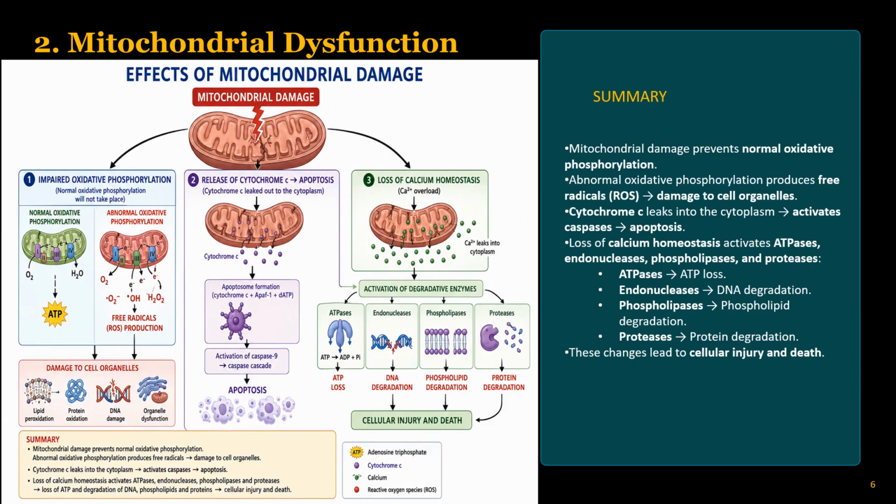Also, we said that loss of calcium homeostasis activates ATPases, endonucleases, phospholipases, and proteases. And what do these enzymes do? ATPases cause ATP degradation, endonucleases cause DNA degradation, phospholipases cause phospholipid degradation, and proteases cause protein degradation. And if all these things happen inside the cell, what is going to happen is called cell injury. And if it is happening in a very severe case, it can lead to cell death. So knowing how mitochondrial damage causes cell injury is very high yield for most of the university exams.